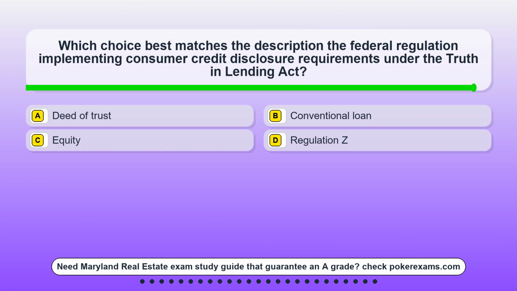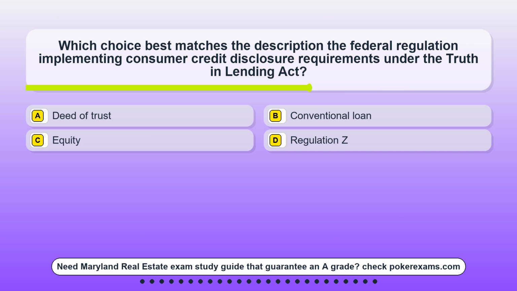Question 8. Which choice best matches the description: the federal regulation implementing consumer credit disclosure requirements under the Truth in Lending Act? Option A, deed of trust. Option B, conventional loan. Option C, equity. Option D, Regulation Z.